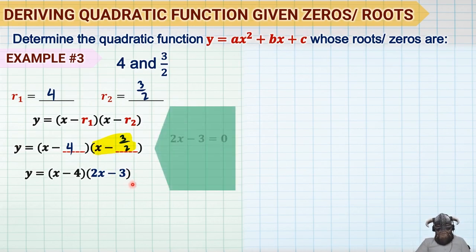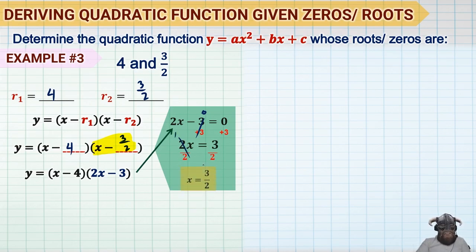So why is that? This 2x minus 3 is actually the same as x minus 3 over 2. Because if we equate it to 0, add 3 to both sides, this becomes 0. So, it will become 2x equals 3. Then, divide by 2 on both sides. Therefore, x is equal to positive 3 over 2, which is the same as this root. So, the technique there is to just put the 2 in the denominator beside x. So, it becomes 2x minus 3. That's the shortcut when you have roots that are fractions.